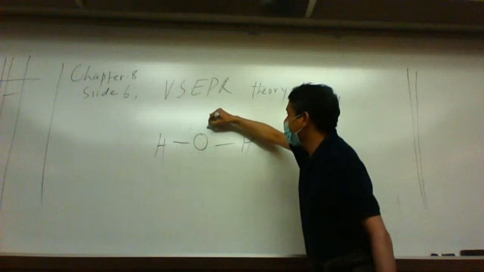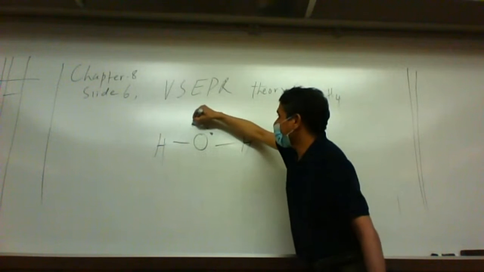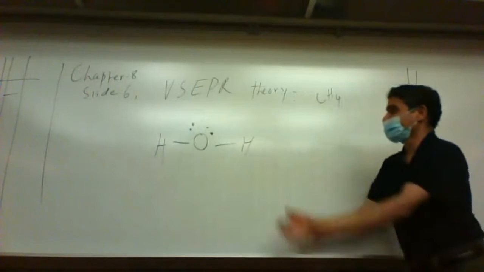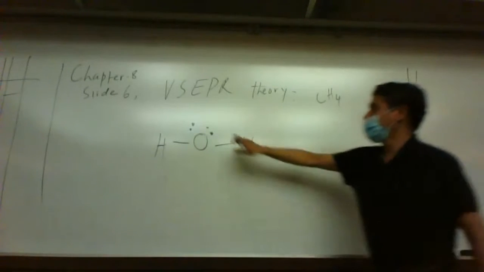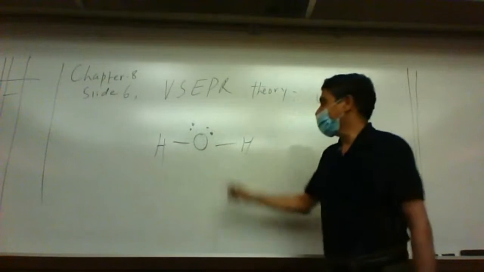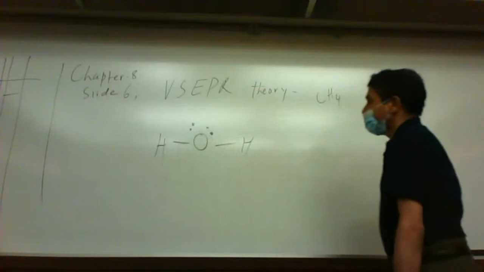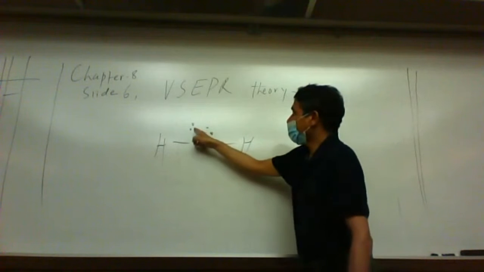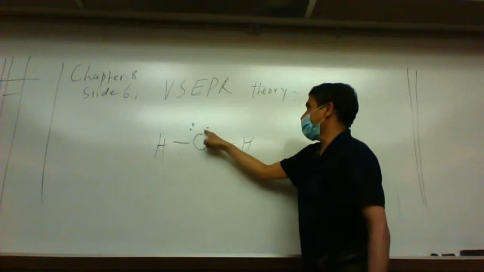You see here, this guy and this guy, one lone pair. This guy and this guy, another lone pair. So there are 2 lone pairs and 2 bond pairs here. These are called lone pairs. These are called bond pairs. So this one repels this one, and this one repels this one.